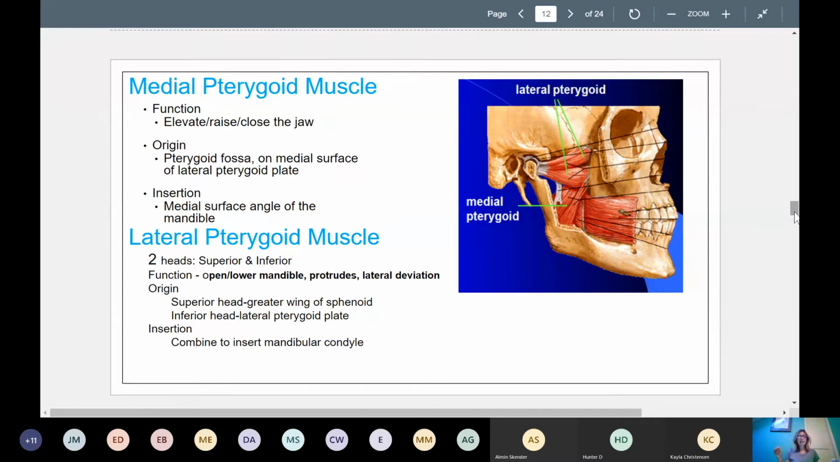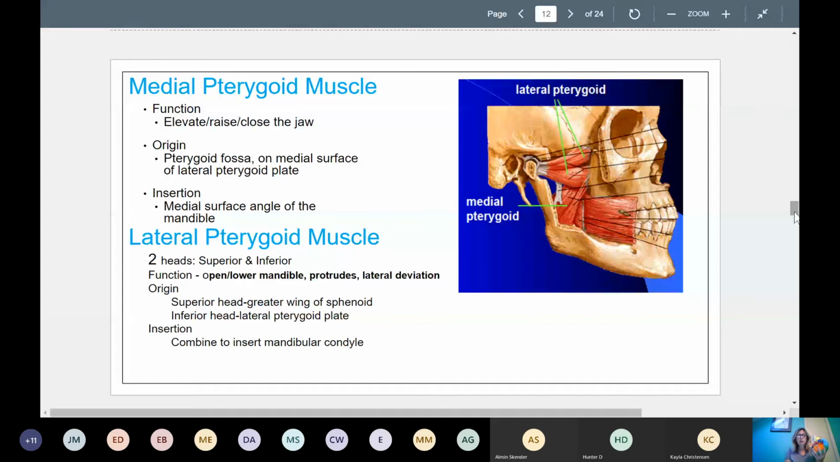The superior head is the greater wing of the sphenoid. So the sphenoid bone, let me grab the colored skull so we can see it better. The sphenoid bone is the red one on the inside, right here. So it's going to attach to the greater wing, which is the one below. The lesser wing is up toward the top.